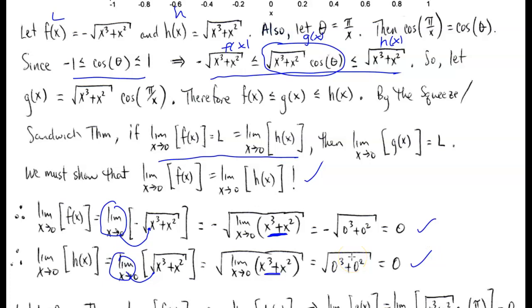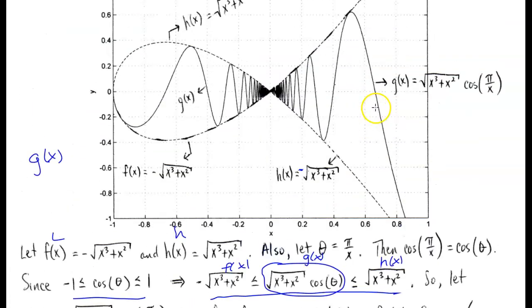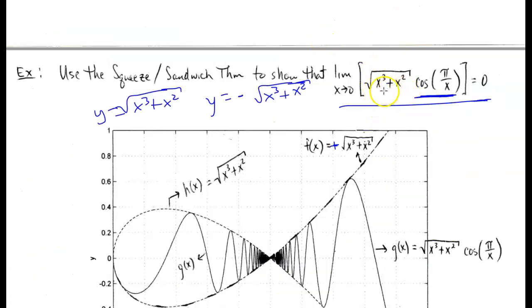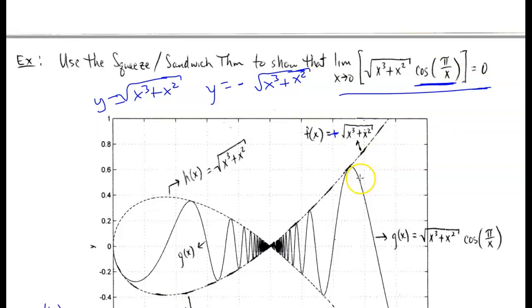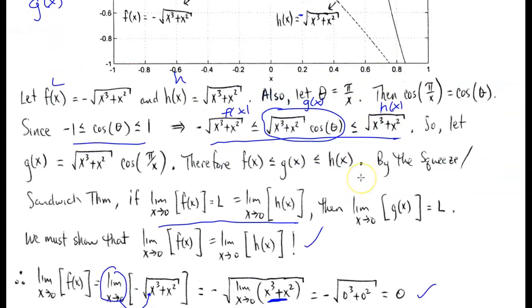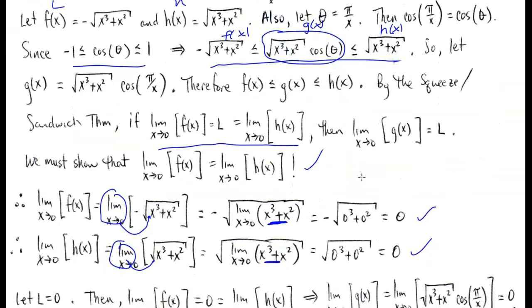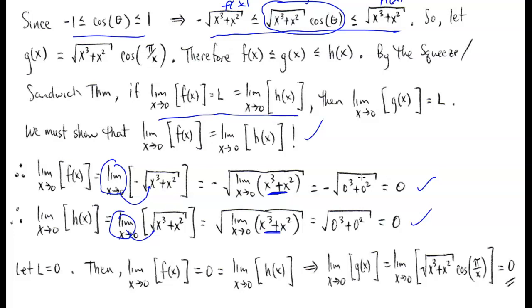So we know from the squeeze theorem that the limit of the actual function we were trying to find, which was this one, is going to be 0. We've actually shown that by using the squeeze theorem. And that's how we use the squeeze theorem.